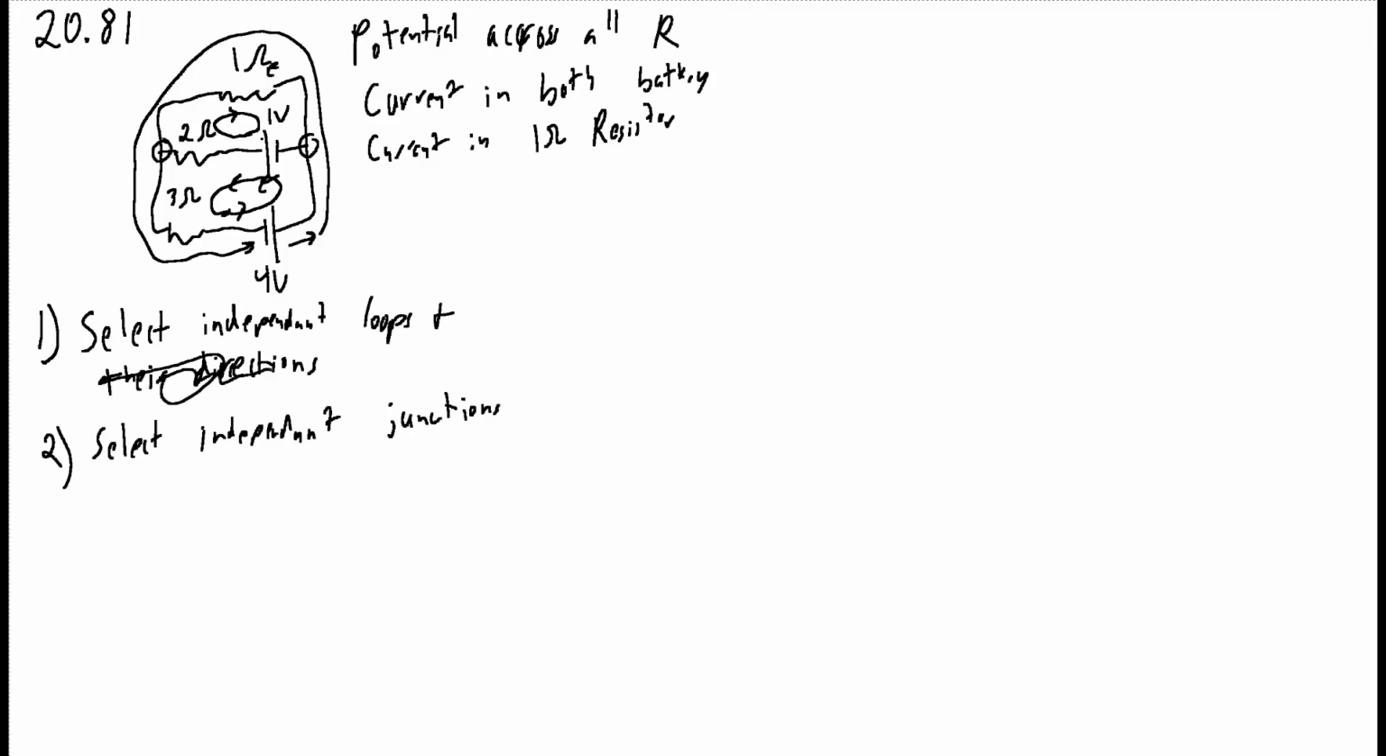Scratch this guy right here. Select the independent junctions we're going to look at. So I'm going to select, for loops, this one and this one. And for junction, I'm going to select this one here.